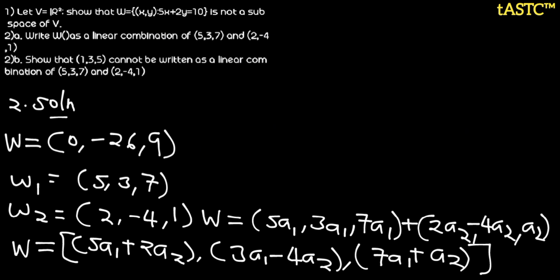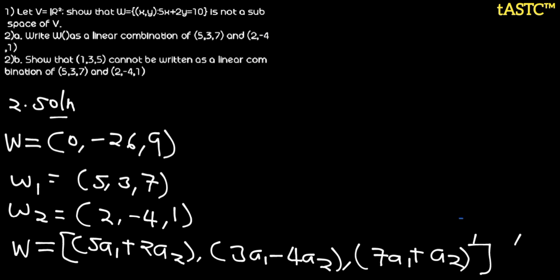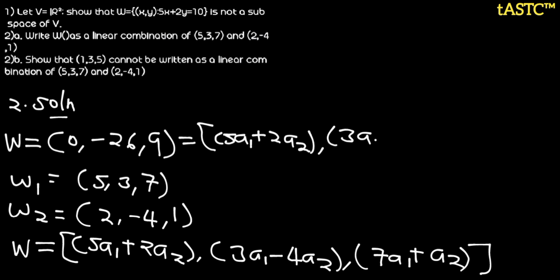And now we can actually bring out what W is. I think I could combine it with this position. We already have this to be a W, and this is going to be equal to 5A1 plus 2A2. And here you have 3A1 minus 4A2. And this is 7A1 plus A2.